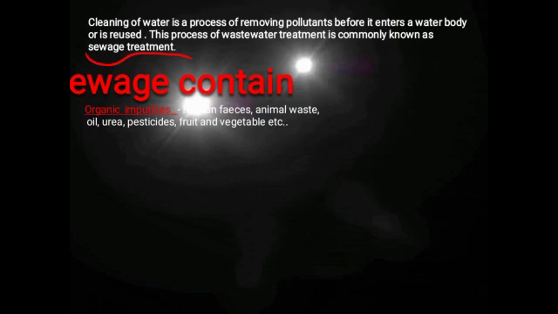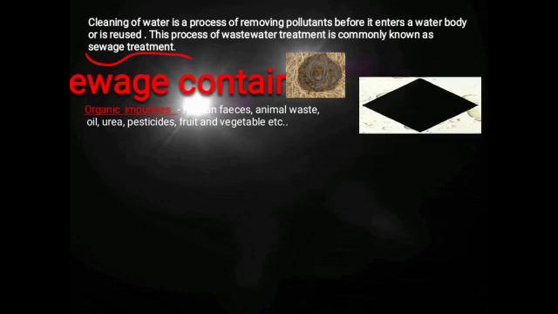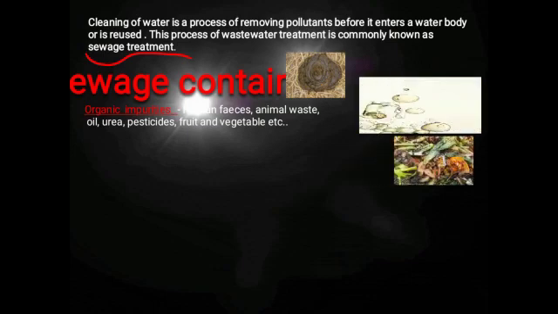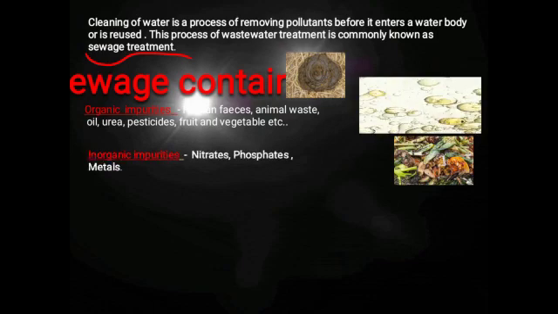So what are all the organic things in the sewage? The first one is human feces, and then animal waste, oil, urea, pesticides, herbicides, fruits and vegetables. So these are some of the organic impurities present in the sewage.